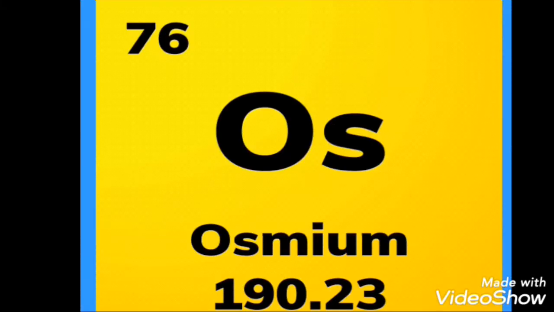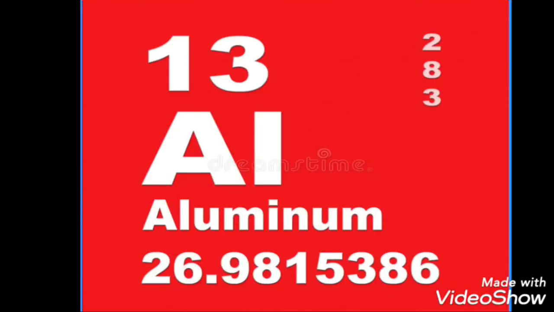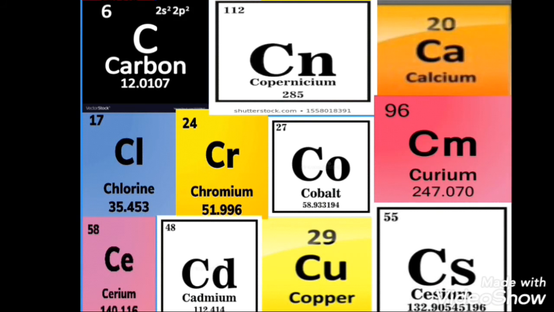For elements having two-letter symbols, the first letter should be in capital followed by a small letter. For osmium, capital O, small s. For aluminium, capital A, small l. If the first two letters of names of elements are the same, then the symbol consists of the first letter and the second or third letter of the English name that they do not have in common.